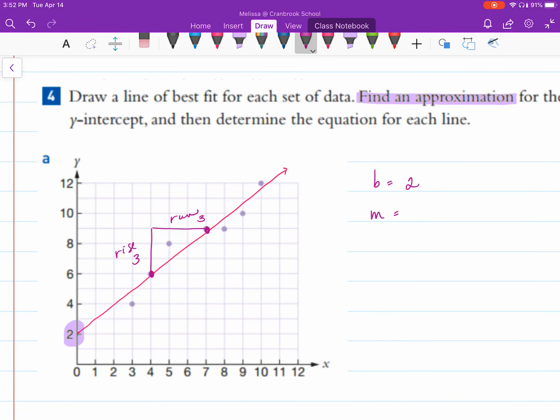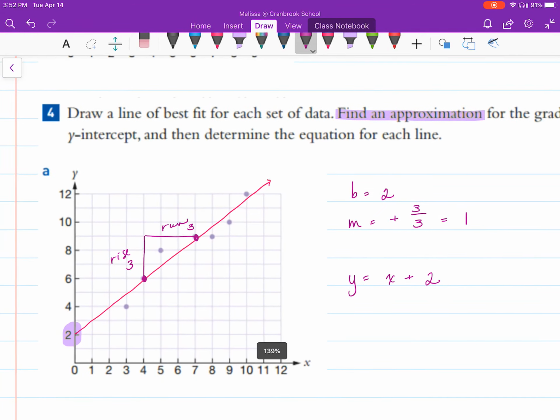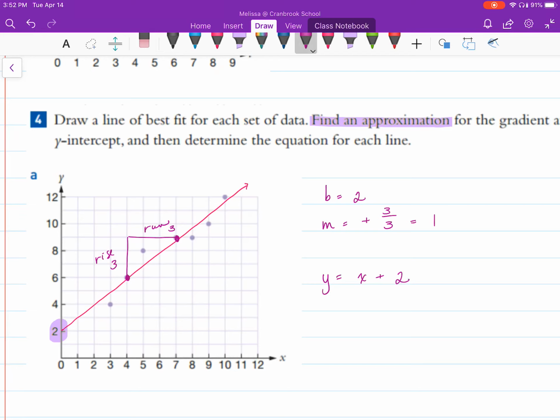So therefore, it's a positive correlation. So that will be a positive gradient. Rise is 3, run is 3, so that's a gradient of 1. So I got y equals 1x plus 2. And there's how you can easily find the line of best fit given an accurately graphed scatter plot and trend line.